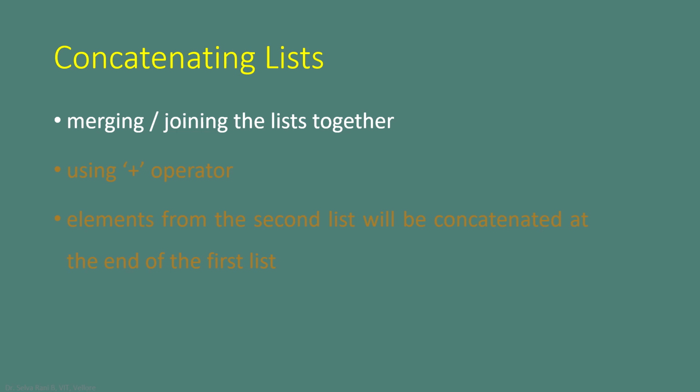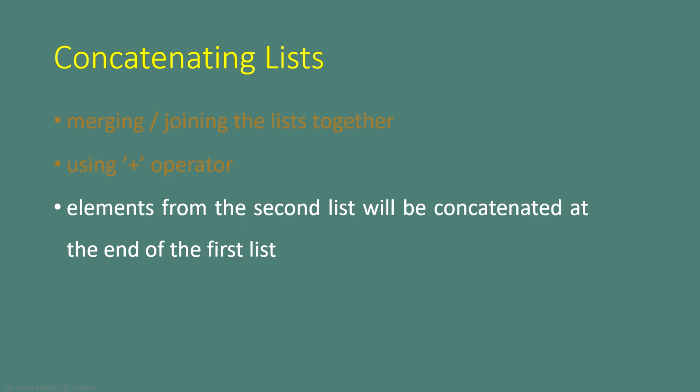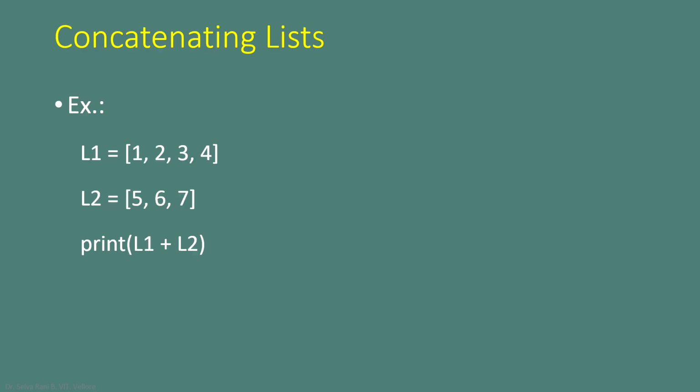Concatenating lists. Concatenation means merging or joining the lists together. This can be easily done with the help of the plus operator. Elements from the second list will be concatenated at the end of the first list. For example, let L1 = [1, 2, 3, 4], L2 = [5, 6, 7], and if we do the concatenation L1 + L2, then we'll get the output as the combination of both the lists together.